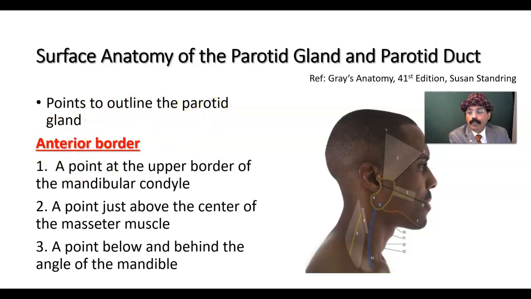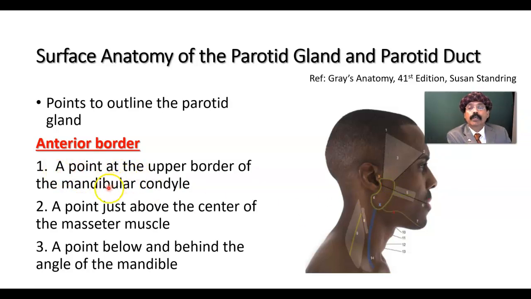Points to outline the parotid gland. We have the anterior border. Number one, a point at the upper border of the mandibular condyle. Number two, a point just above the center of the masseter muscle. Number three, a point below and behind the angle of the mandible. If you outline these three points together, we get the anterior border.